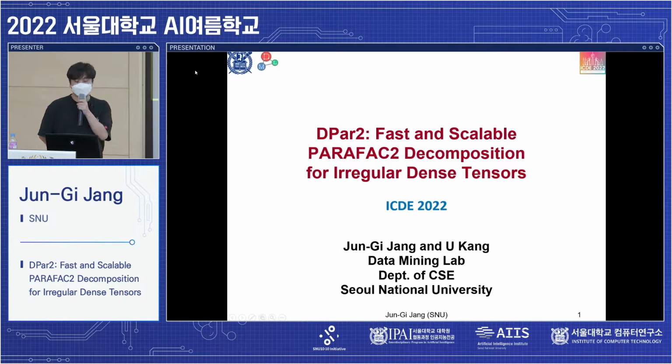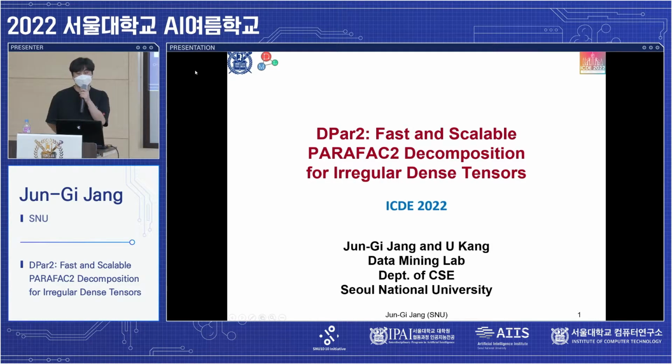Hello, my name is Jungi Jang. Today I will introduce our paper, DPar2: Fast and Scalable PARAFAC2 Decomposition for Irregular Dense Tensors, which is published in ICDE 2022. This paper received the Best Research Paper Award honorable mention. This is a joint work with my advisor, Professor U Kang.